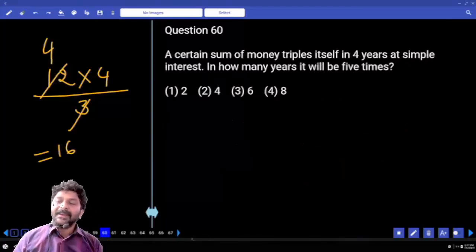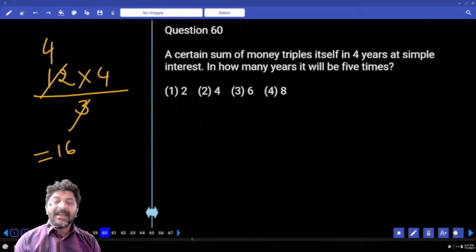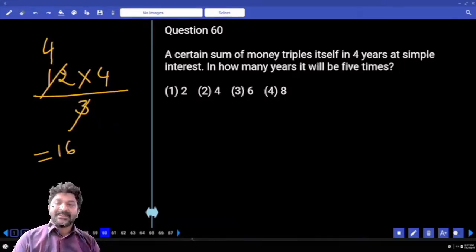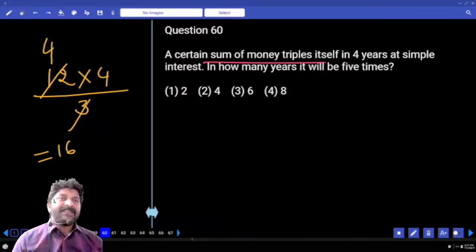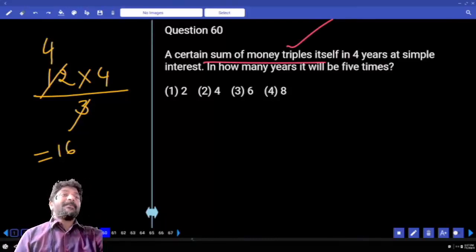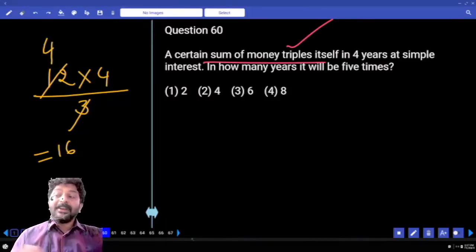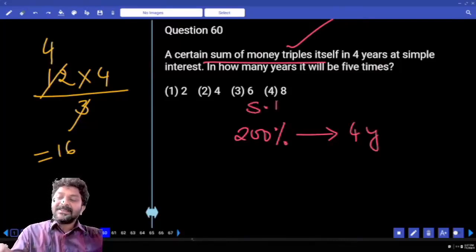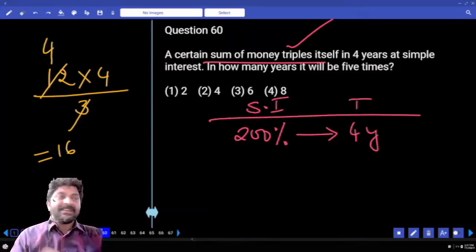A certain sum of money triples itself in 4 years at simple interest. In how many years will it be 5 times of itself? Sum becomes triple in the sense, if I take 100% from you, it becomes triple. That means how much interest am I giving you back? 200% interest, correct? 200% interest I am giving you after how many years? 4 years. So simple interest and time period, this is the relation I am making.